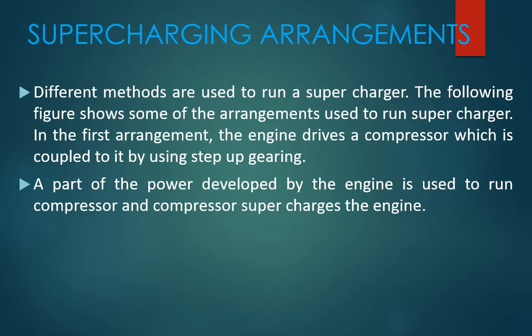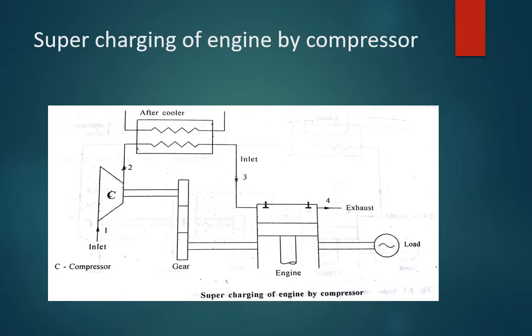A part of the power developed by the engine is used to run the compressor, and the compressor supercharges the engine. So it means supercharging of an engine by a compressor, where the compressor is run by part of the power generated from the engine. So we have got the engine, where a part of the power produced from the engine is taken to run the compressor. The atmospheric air is taken to a compressor, and the compressor compresses the air, and this compressed air is given to an inlet. So here this process of supercharging, that is increasing the pressure of the air, is done with the help of a compressor that is run by part of the power given from the engine itself.